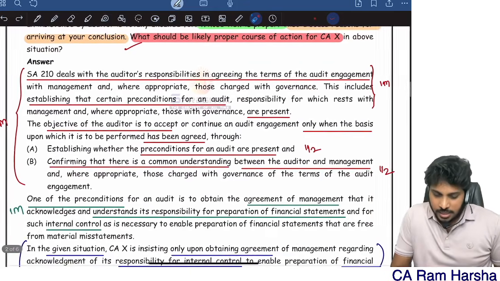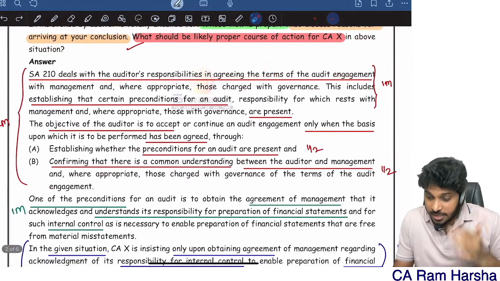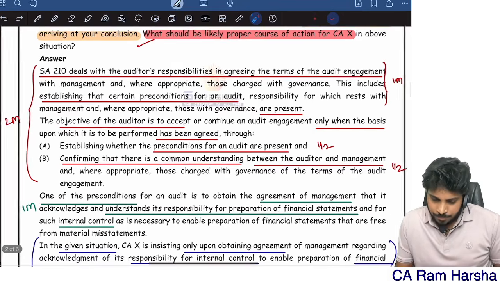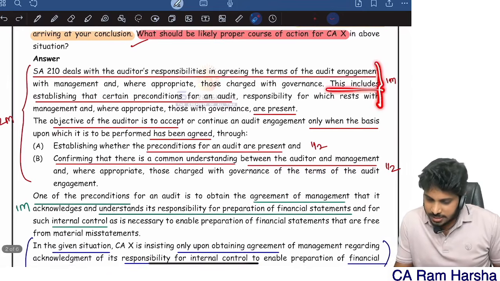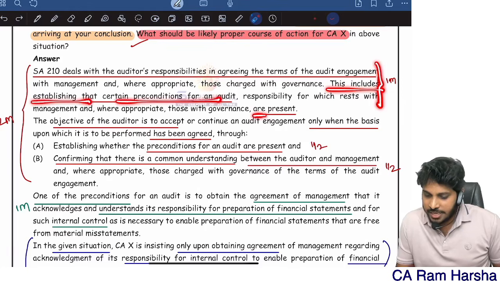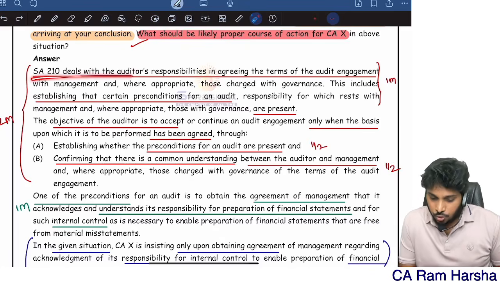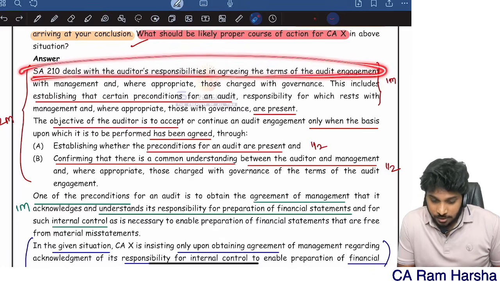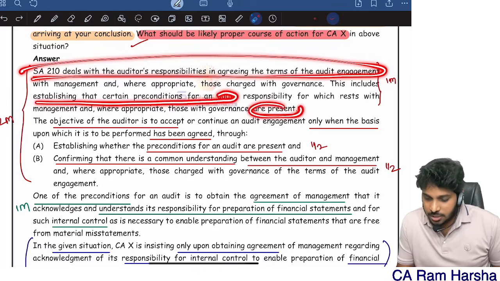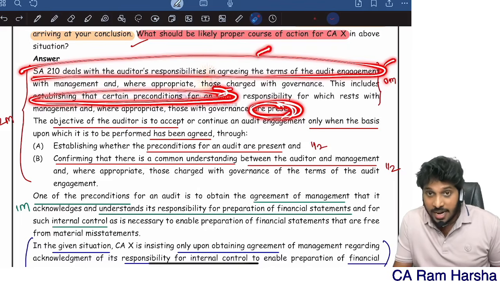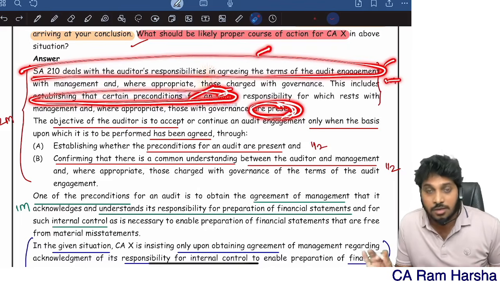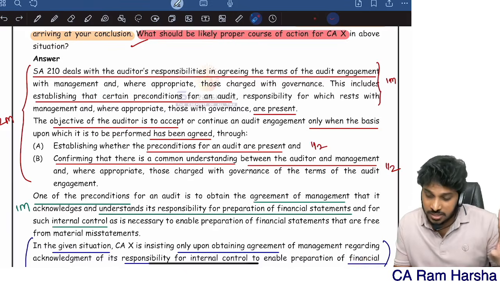Now, SA 210 deals with the auditor's responsibility regarding terms of engagement. For this entire introduction, this includes establishing that certain preconditions are present. Like the auditor has to ensure that preconditions are present. The SA 210 standard heading you need to write: establishing that certain preconditions are present. If keywords like these 3 are there, the standard heading and preconditions present, you can directly allocate 1 mark.